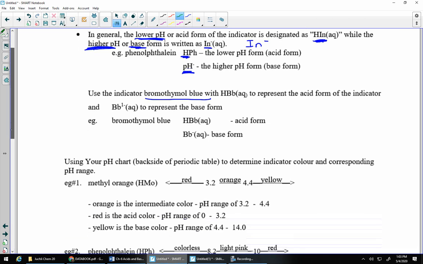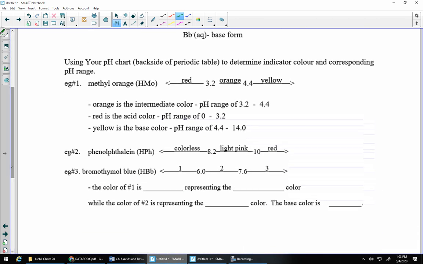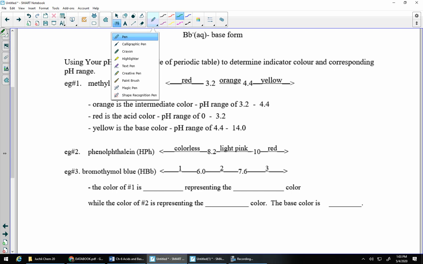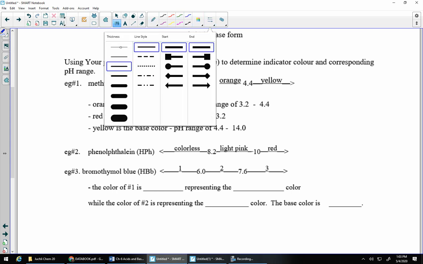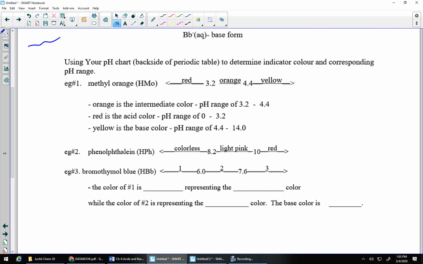So as we go through, we want to use our pH chart. Let's just go back to a nice skinnier felt pen here. Our pH chart is not on the back of our periodic table. That's old and I forgot to change it, so you can scribble that out. It's actually page 10 of our data book, and you should probably already be there. So let's look at methyl orange as an example.